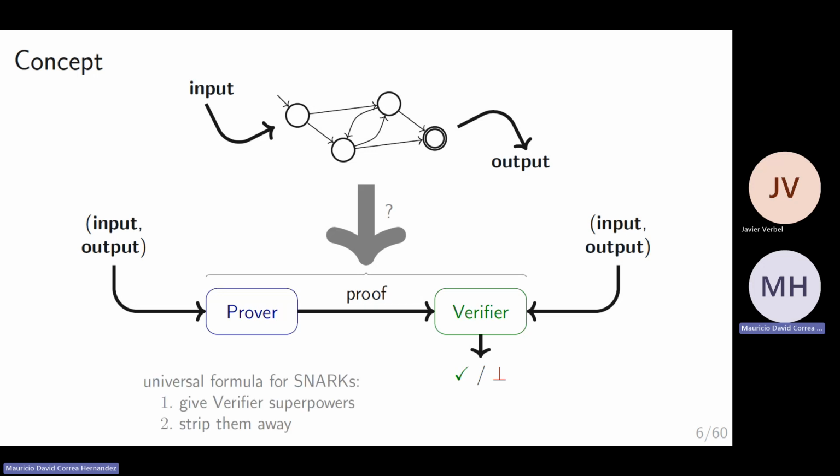SNARKs are characterized by having a fast or efficient verifier under some metric. And so here's the formula. You give the verifier superpowers. The verifier becomes God. And then you start stripping away these superpowers by emulating them using cryptography. And in the end, you end up with a concrete program that uses cryptography and does not have any superpowers anymore, but still inherits the asymptotic efficiencies that you designed using superpowers.